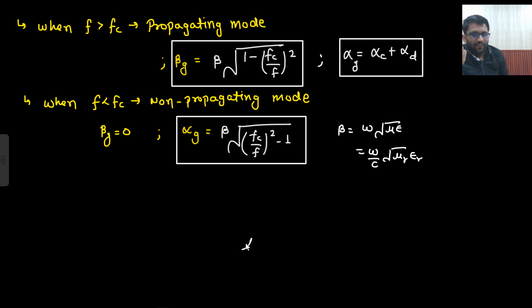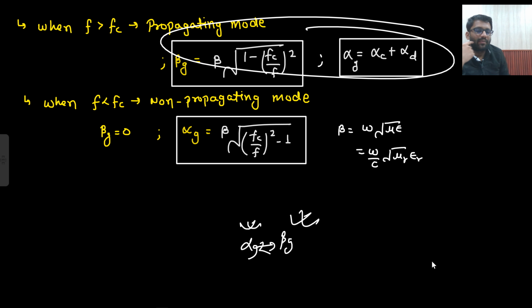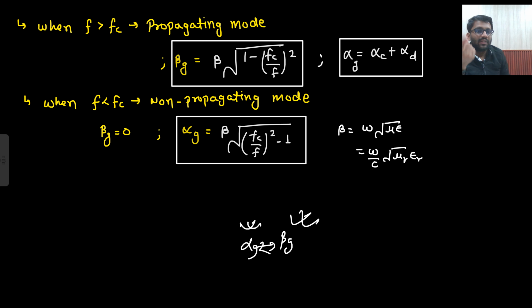Previously I was saying alpha g and beta g cannot come together. Either alpha g would be there, or beta g would be there. But why here are both coming into action? Because previously we were not taking losses into account. We studied the complete waveguide without taking losses into account. But now I am saying that if there are losses, then what will be the scene? If there are losses because of the dielectric and because of the conductor, then there will be attenuation. And which attenuation will be there? Alpha c plus alpha d.